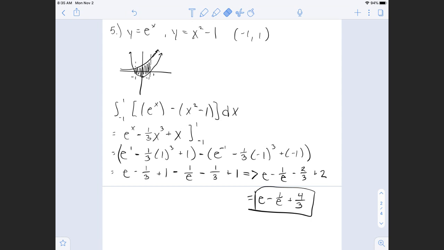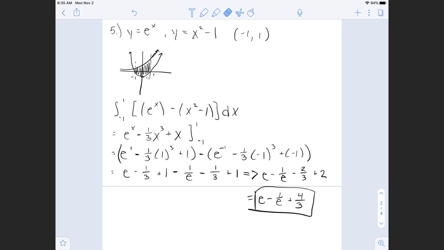Okay. So we're given y equals e to the x and y equals x squared minus 1. And the domain I found was from -1 to 1. I kind of just sketched it, so I already know the region that we have to fill. So I found the integral from -1 to 1 of the upper function, which was e to the x, subtracted by x squared minus 1, which is the lower function.